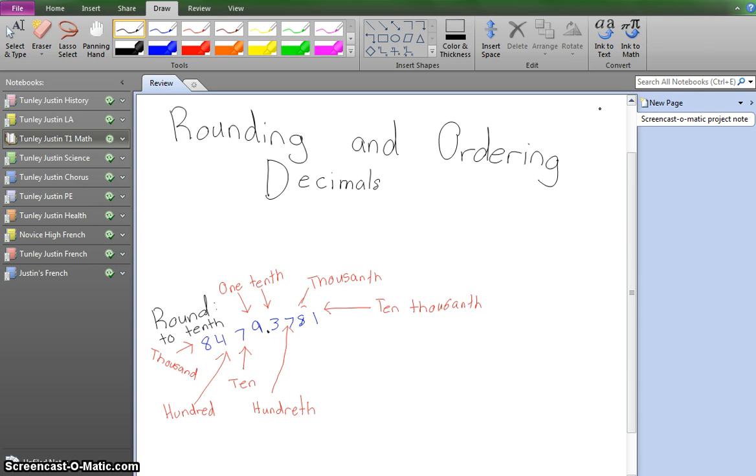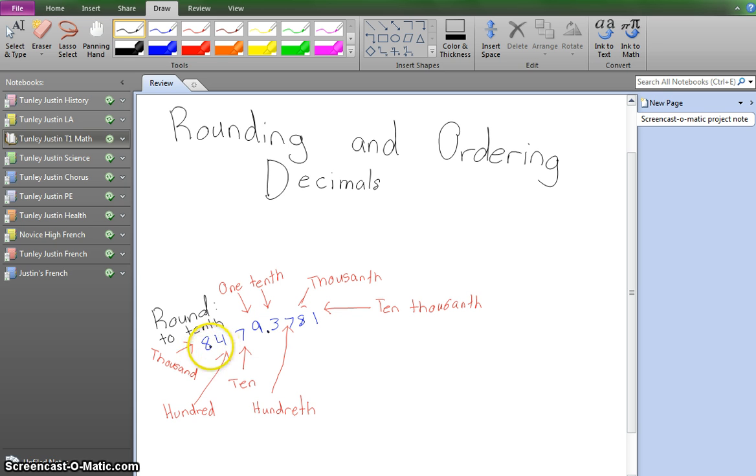So, first we're going to learn about rounding. So, what is a decimal? A decimal is a number that isn't a whole number. Whole numbers are numbers like 3, 5, 8, 100, 360, and any number really, as long as it doesn't have a decimal point in it or a fraction at the end. So, this number right here is a decimal.